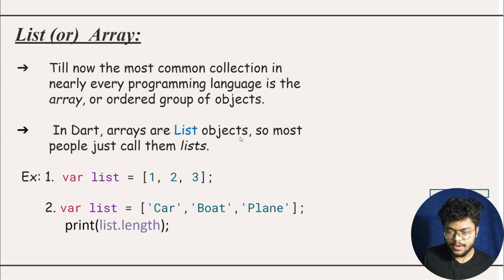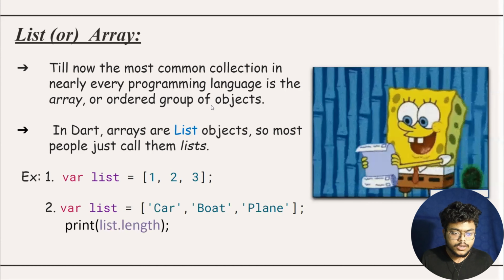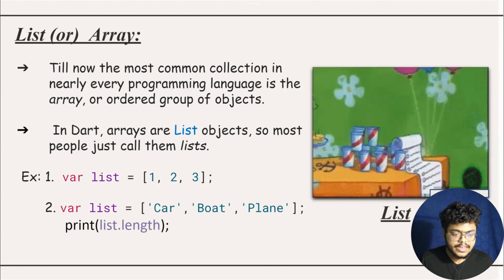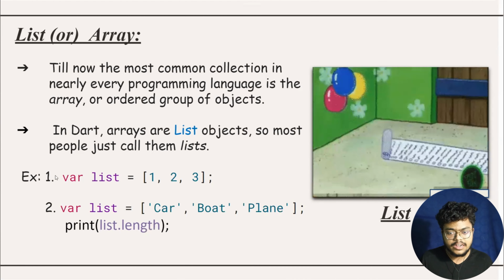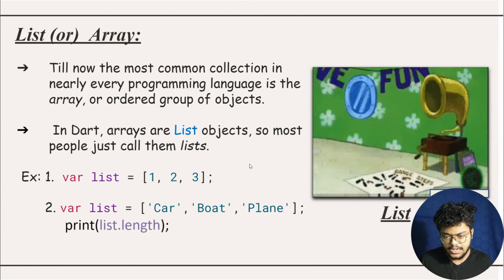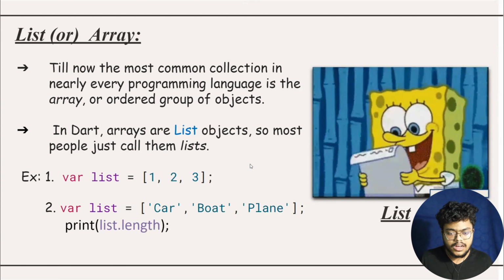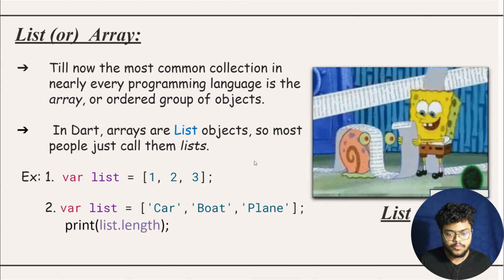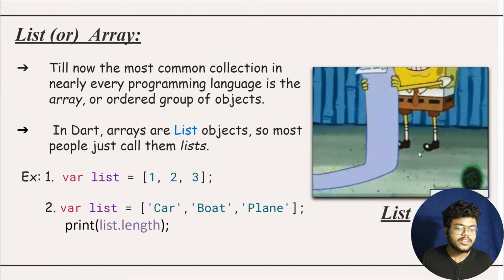Till now, the most common collection in nearly every programming language is the array, or ordered group of objects. Here, these arrays are inbuilt and called list in Dart, because arrays are list objects. So most people just call them lists.